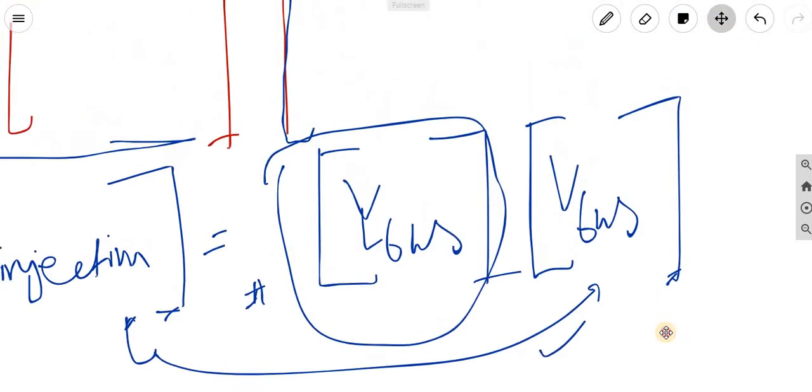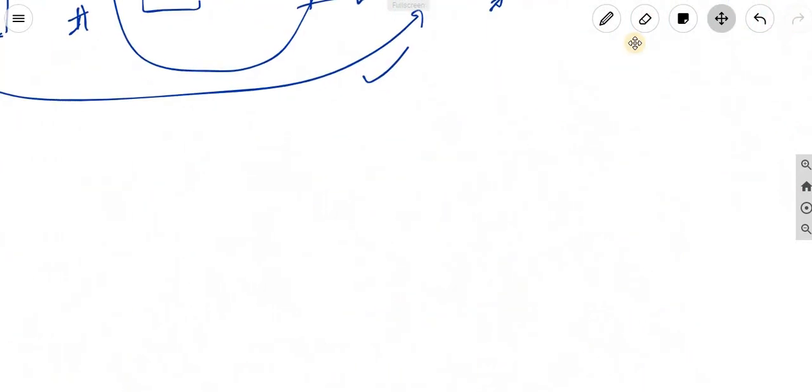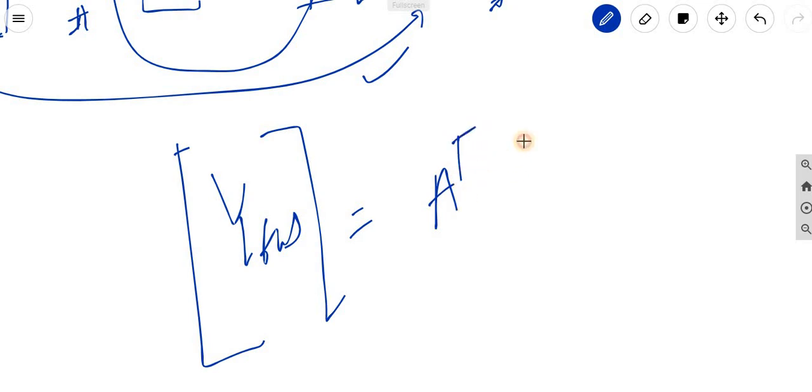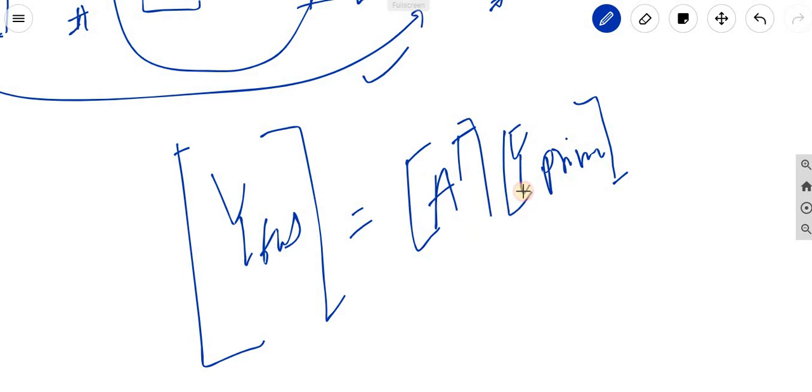Okay, so the Y bus will be presented simply, what? Firstly you have to find the incidence matrix, then Y primitive matrix, and this would be the transpose of the incidence matrix, and this is the Y primitive matrix.